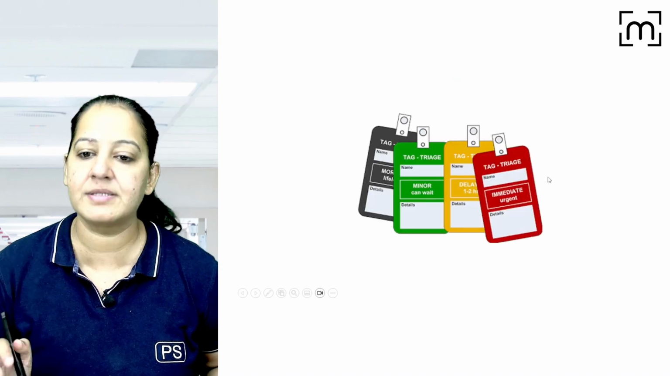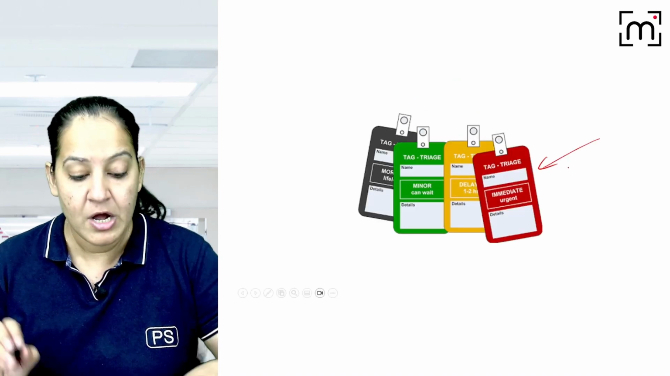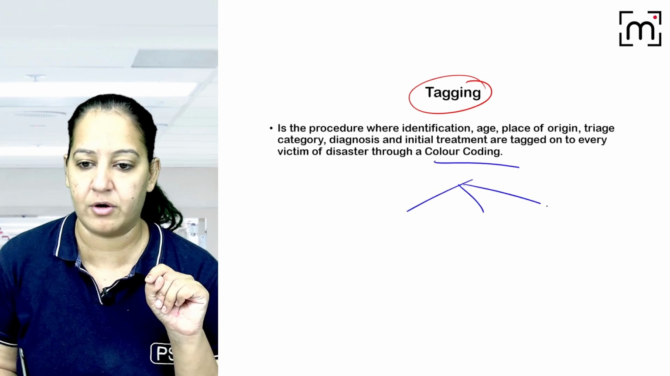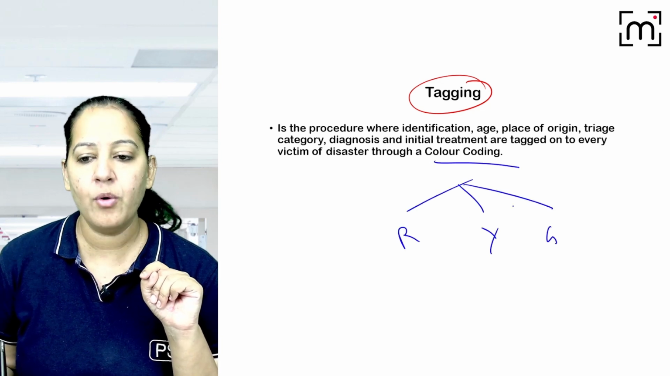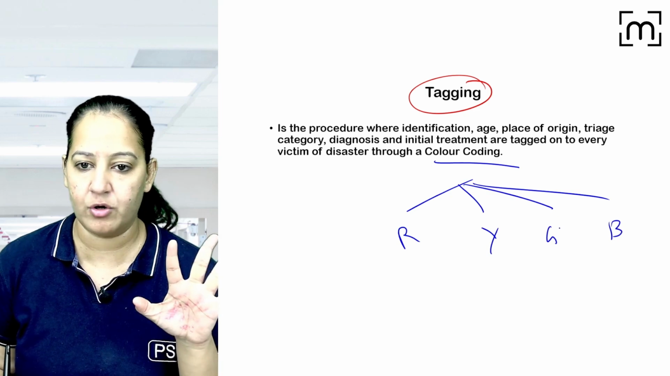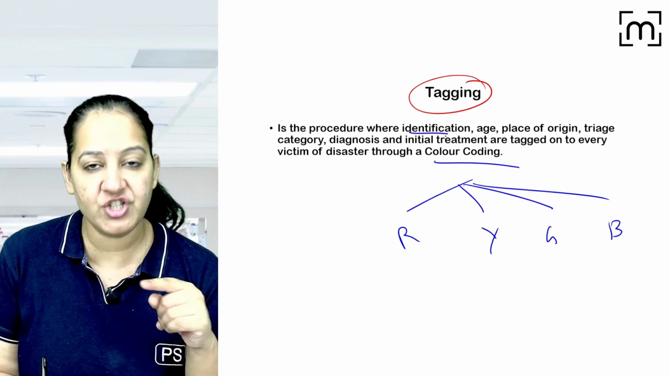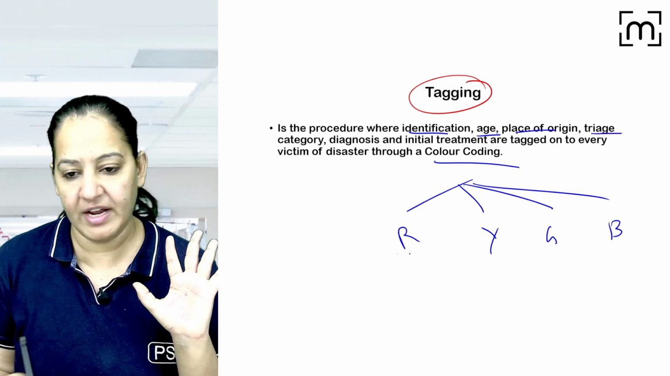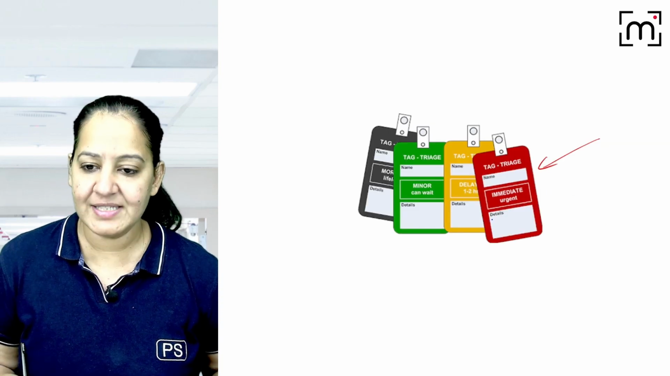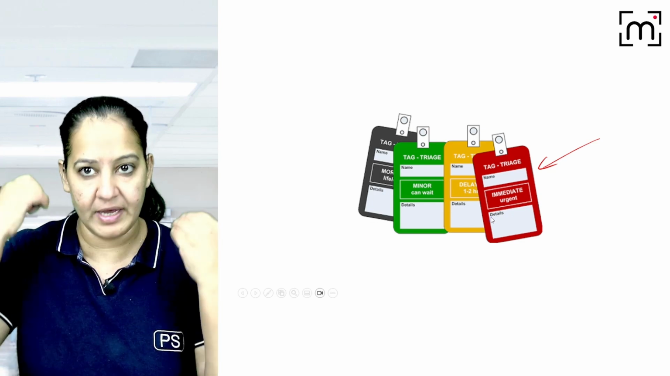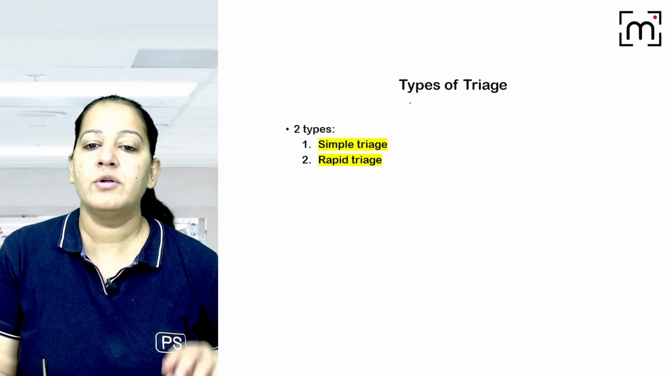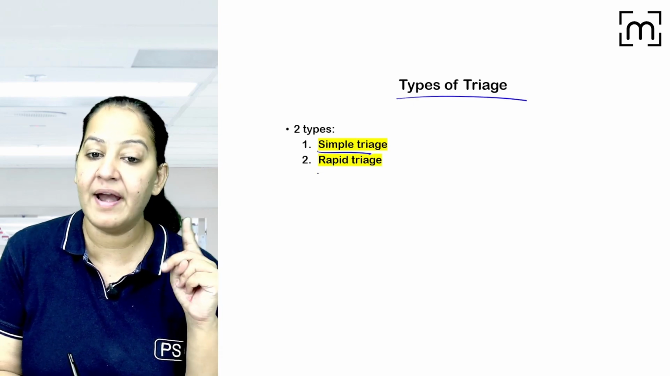So where I will write which patient is in which category, for that the cards are available. These types of cards are available. On these cards we have to write their color code. Of course, one of the 4 color codes: the red, yellow, green and black. We write it with their identification if possible, the age, the place of origin and their category. And these cards we will put on their wrist or in their neck with their identification and shift them to the hospital. Now there are 2 types of triage, simple and rapid.